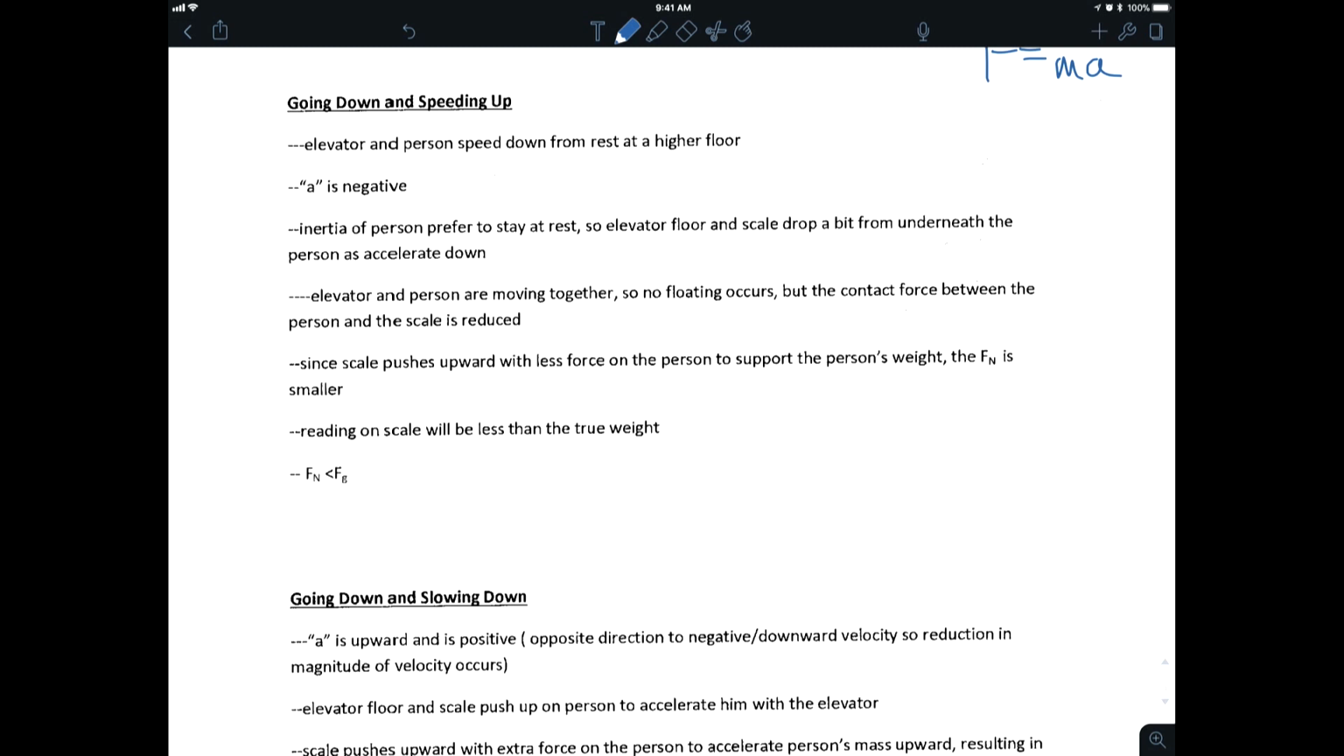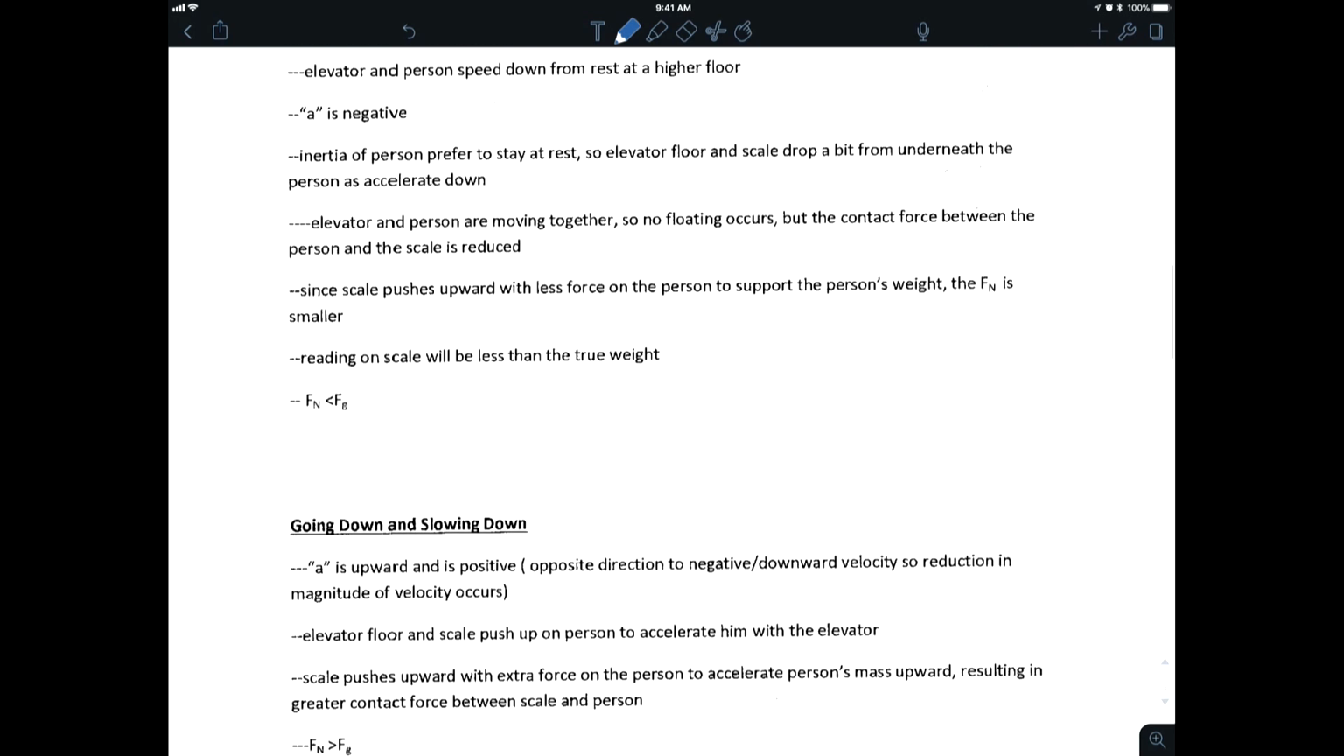That's the key part. You're obviously not flying around inside the elevator, floating around, but your contact force is reduced. Apparently, it appears to be reduced because of this variation in acceleration. Since the scale pushes upward with less force on the person's feet, the person's apparent weight is smaller. The reading on the scale will be less than the true weight. Your apparent weight will be less than your true weight.